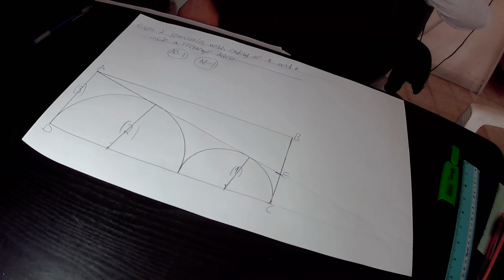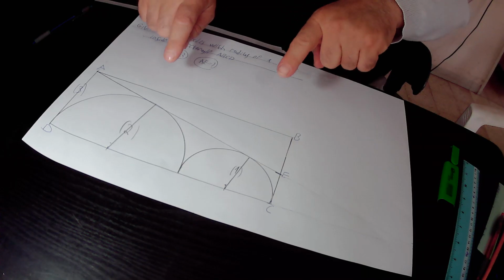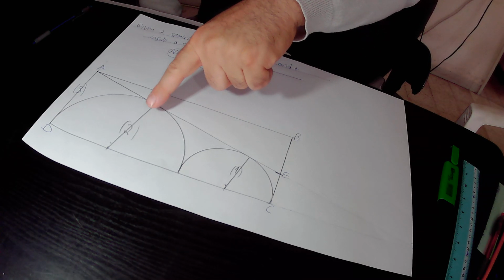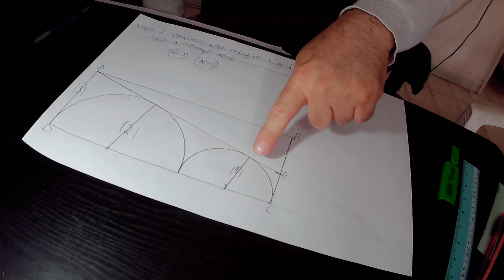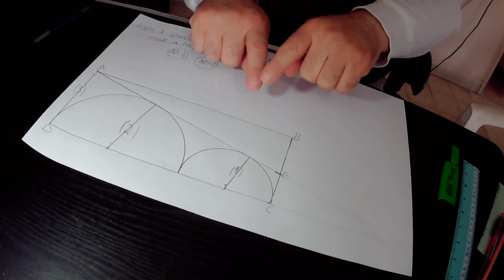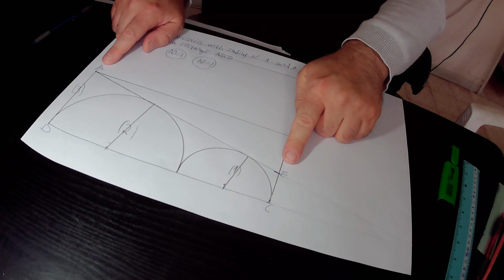In addition, we know that inside this rectangle we have those two semicircles. The radius of this big semicircle equals 2 units. The radius of this small semicircle equals 1 unit. Again, our mission is to find out the length of line segment AE.